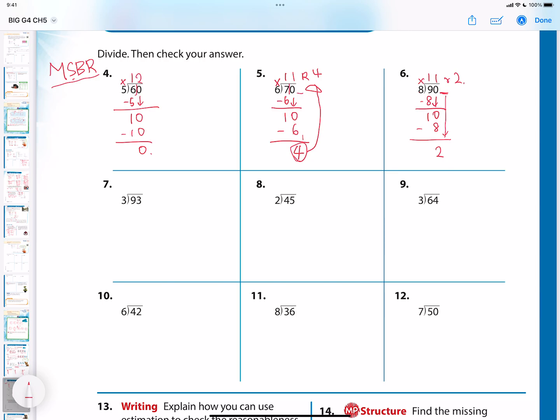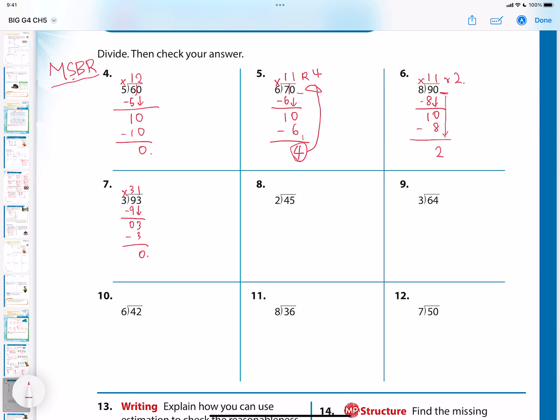Number 7, 3 times what number is closer to 9 or even 9, but not greater? Yes, 3 times 3 is 9. Subtract 0, bring it down, 3. 3 times 1 is 3, subtract 0. Okay, remember, multiply, subtract, bring it down, repeat.